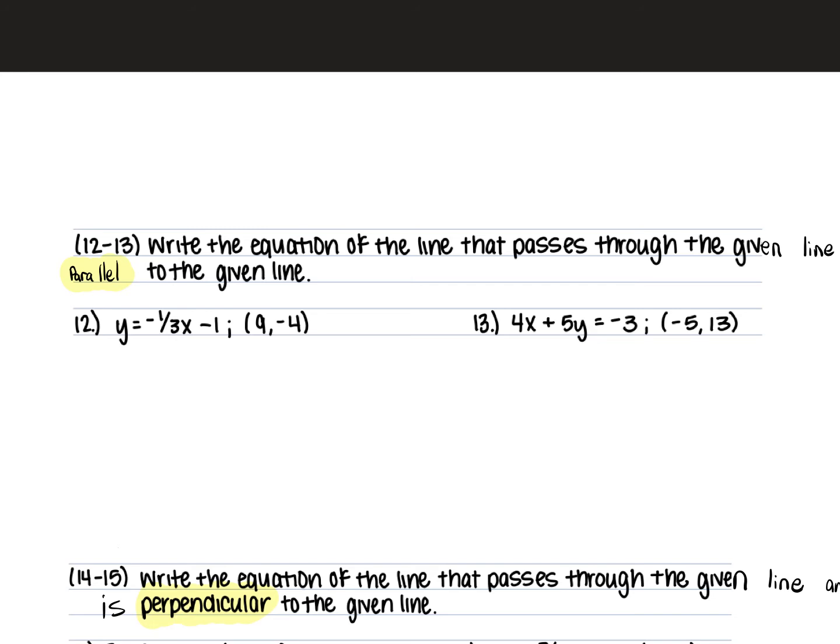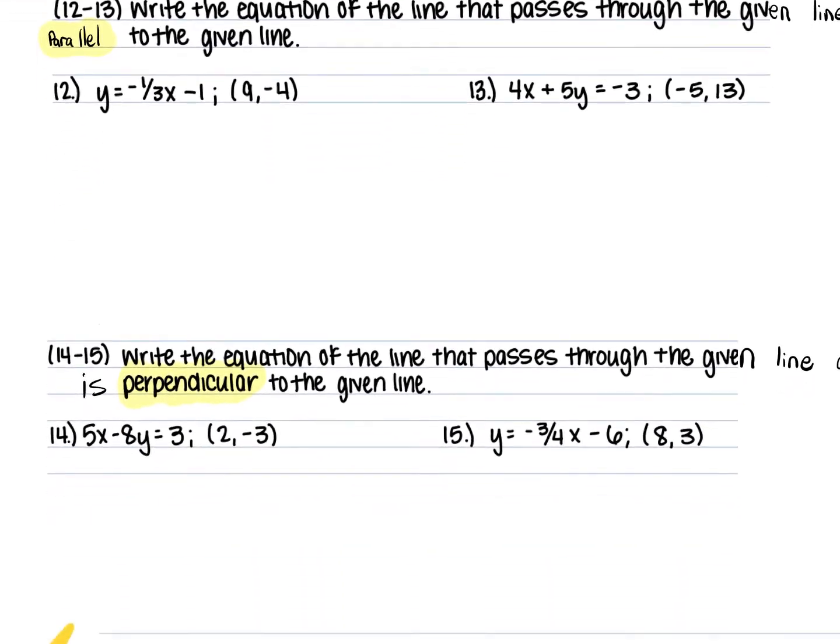So in number 12, what's my slope? Negative 1/3. In number 13, can I just look at that and tell you what the slope is? What would I have to do? You've got to get it into y equals mx plus b. You've got to move 4x over, divide by 5, that sort of thing.